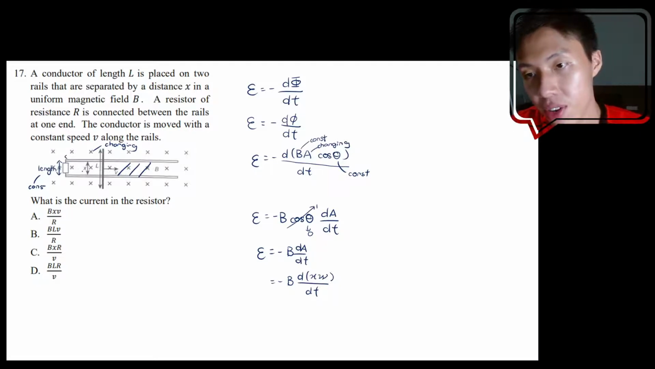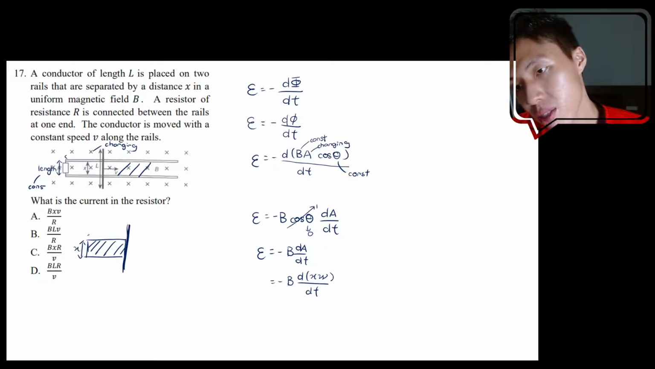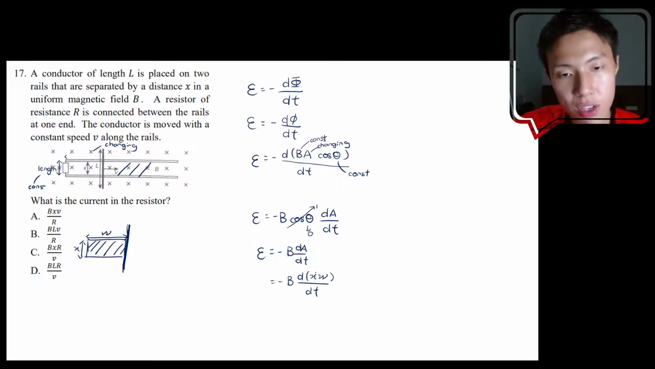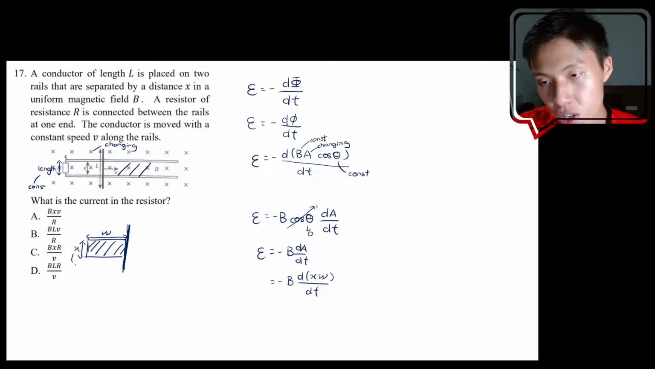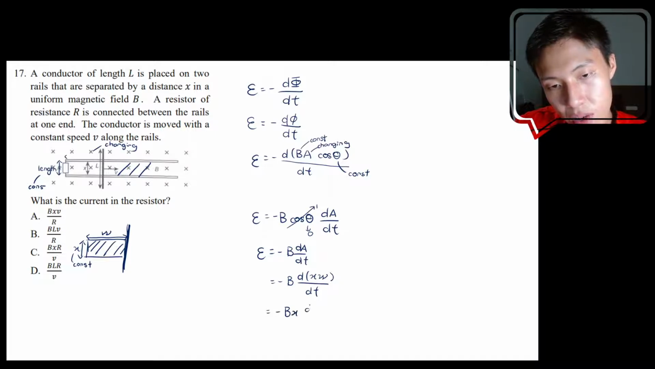Okay, your area here, okay, this is your rod. Your area here is made of X times the width. So that's why I break it like this, but X is constant. So I can bring it out from a bracket, so it becomes negative BX. So now dw/dt, change of width against time.